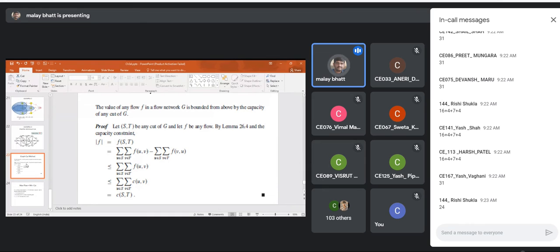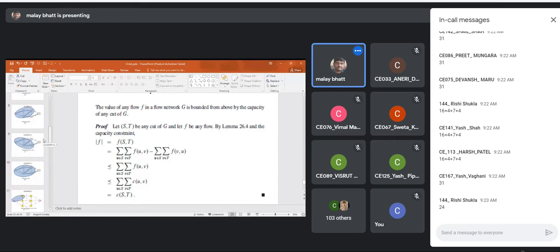The value of any flow in a network G is bounded from above by the capacity of any cut of G. What it tells us is that any flow in a flow network is bounded from above by the capacity of any cut of G. Because you are cutting the network, whatever the minimum capacity is, that much flow you can generate, because we have to think about every possible capacity. Beyond the minimum capacity of a cut you cannot generate more flow. You can see why the value is 23 as the answer.